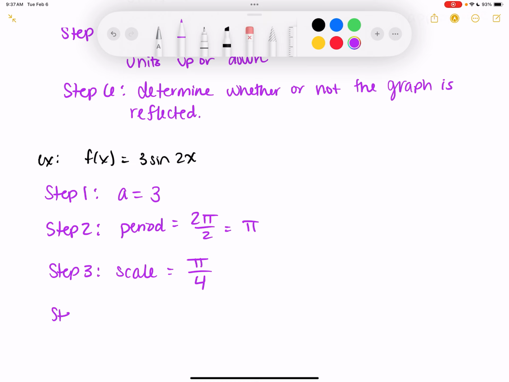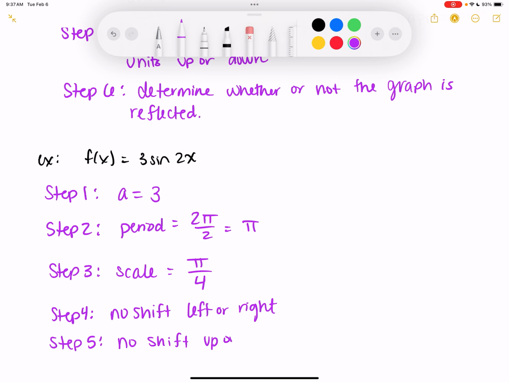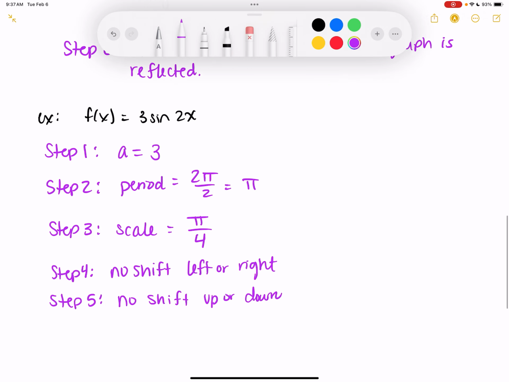Step 4, does it shift left or right? So basically, is there a parentheses there with something inside of it? No. So no shift left or right. Now, when you actually do the problems, you don't have to write that out, but I want you to see it for right now that we're checking all this stuff. Step 5, is it shifted up or down? Nope, no shift up or down. And lastly, I'm checking, is it reflected? So is there a negative in front of A? No, so it's not reflected.